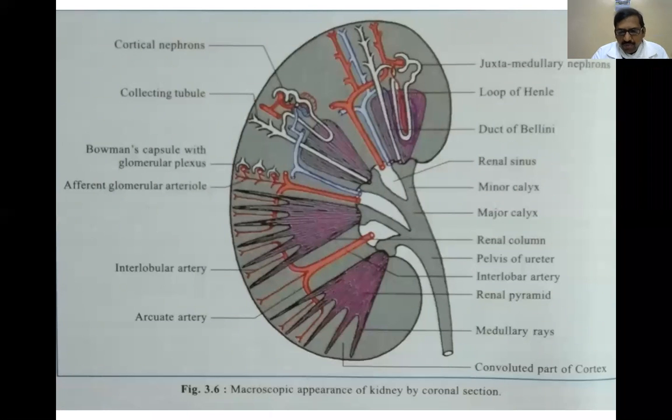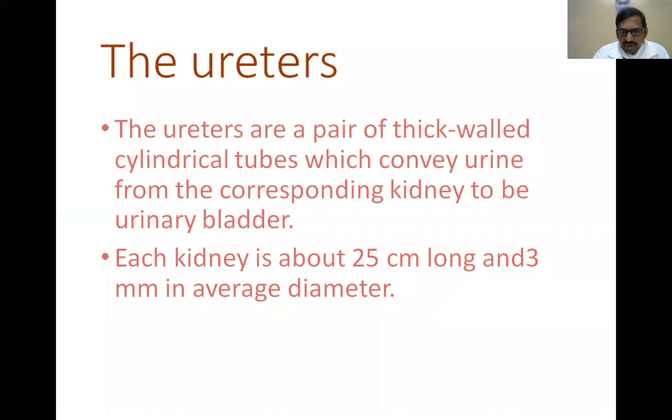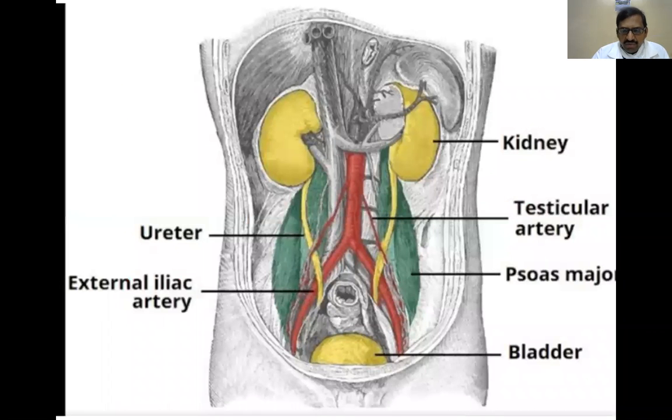Next is the other part, that is the abdominal part. The abdominal part passes downwards retroperitoneally. Behind the peritoneum it runs downward and slightly medially. This is the abdominal part, and it ends at the pelvic brim. Then it continues as the pelvic part of the ureter.